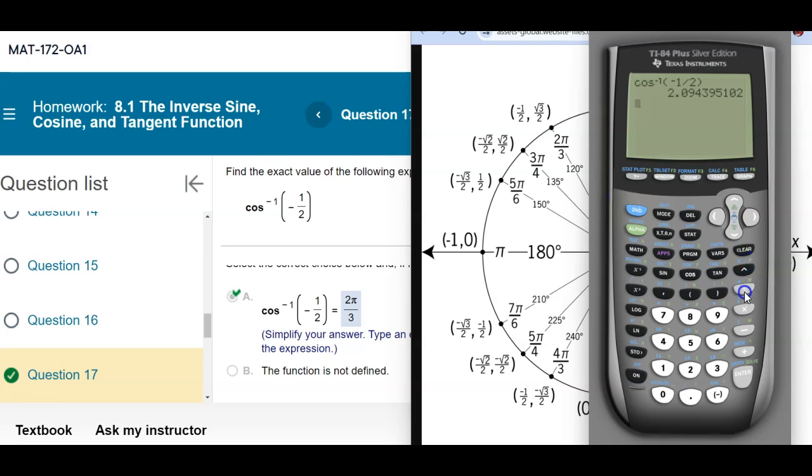So what you can do is divide that inverse cosine that it outputs by pi, change that into a fraction if you don't already recognize that decimal, and that's 2/3, and then stick the pi back in there, and there's 2 pi over 3. So that's a way that we can do it there.